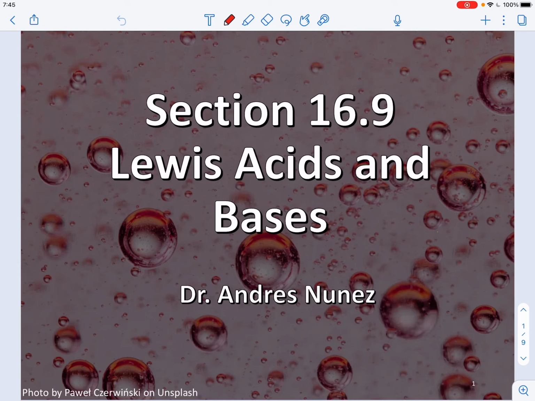This is section 16.9 and it's about the Lewis acid-base theory. One of the things that you have to remember about the Lewis acid-base theory is that it's the more general of all three, because the number of compounds that you can classify as acid or base is broader. In particular, the Lewis acid-base theory is very useful when you have solvents other than water.